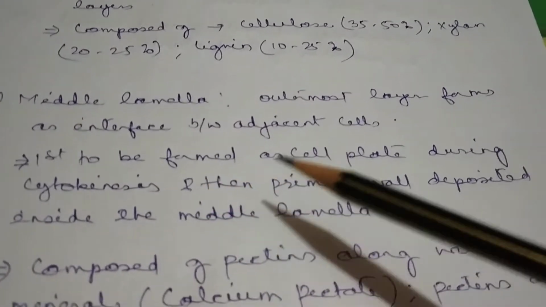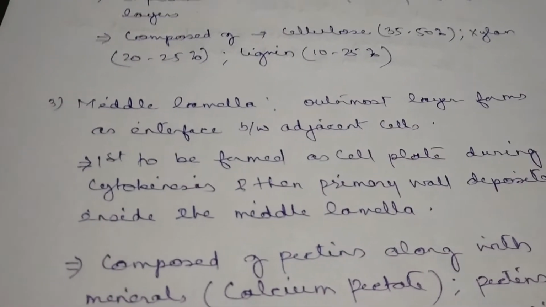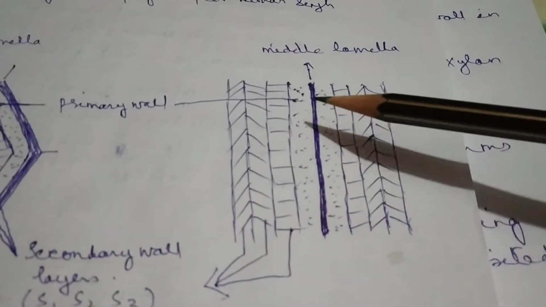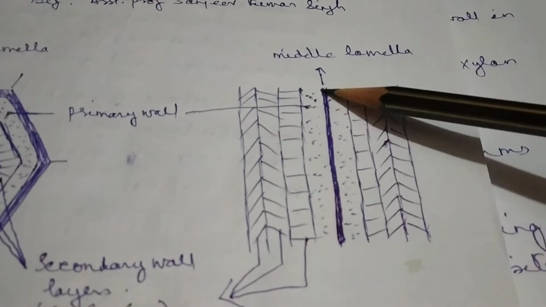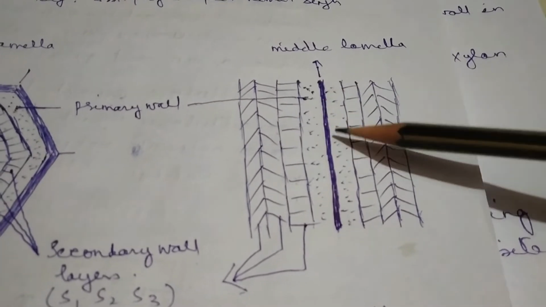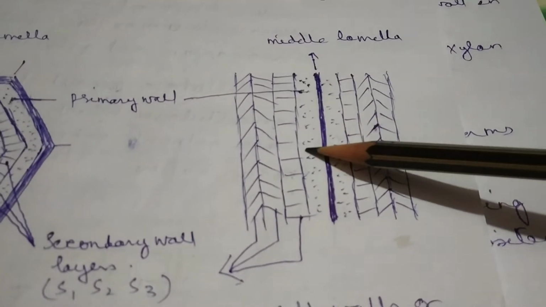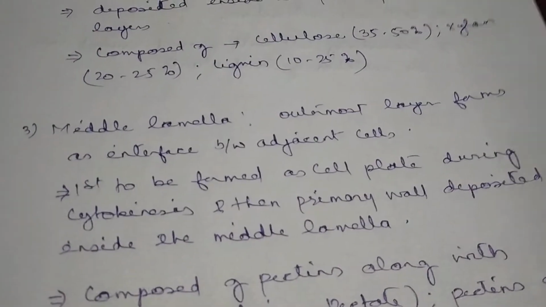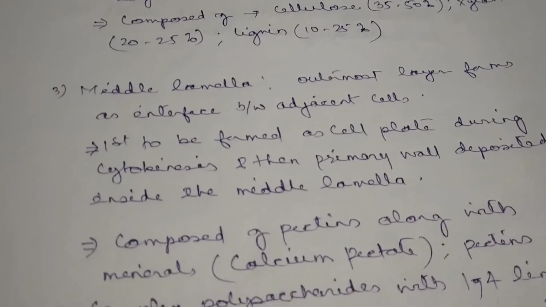Now the third layer is middle lamella, which is the outermost layer and serving as an interface, as we have seen here. And if we see this longitudinal section, these are the two cells, and this is serving as an interface. And this is the primary wall of the adjacent cells and the secondary wall. So this is the middle lamella. These are the first to be formed when the cell division happens during cytokinesis.